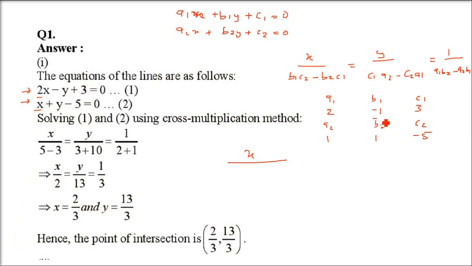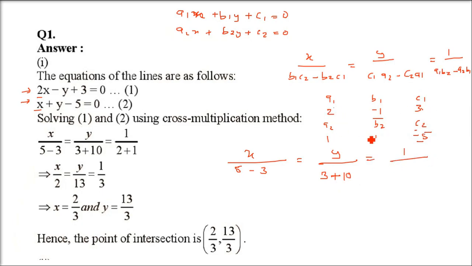So we have b1 c2: minus 1 into minus 5 is 5. Then we have b2 c1: b2 is 1, c1 is 3. So this will be 5 minus 3. Coming to y, we have c1 a2 minus c2 a1. So 3, and then c2 a1 is 5 into 2, and it is minus, so it's going to be plus.